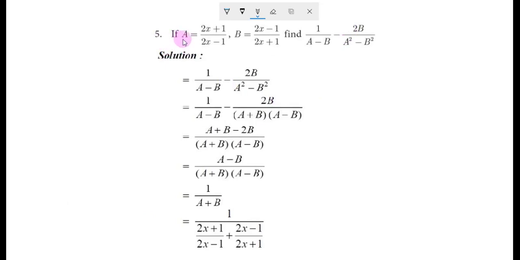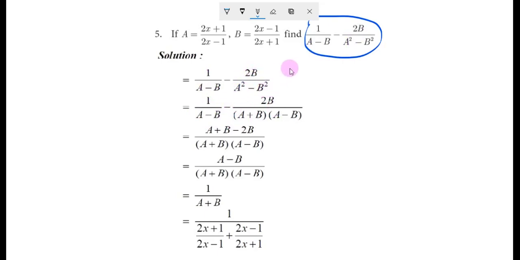Question number 5. If a equal to 2x plus 1 by 2x minus 1, b equal to 2x minus 1 by 2x plus 1, find 1 by (a minus b) minus 2b by (a square minus b square). So we should find this expression value, a that is given, b that is given. 1 by (a minus b) minus 2b by (a square minus b square).